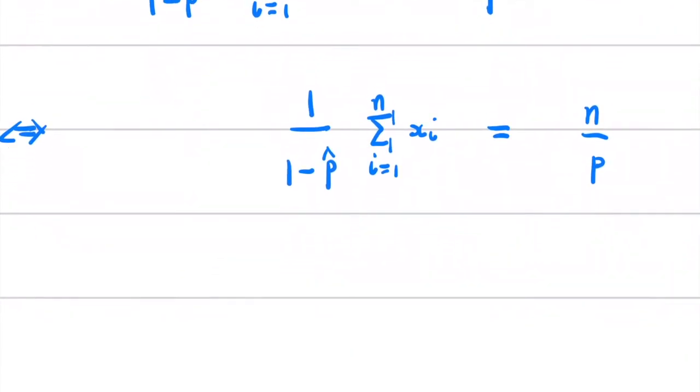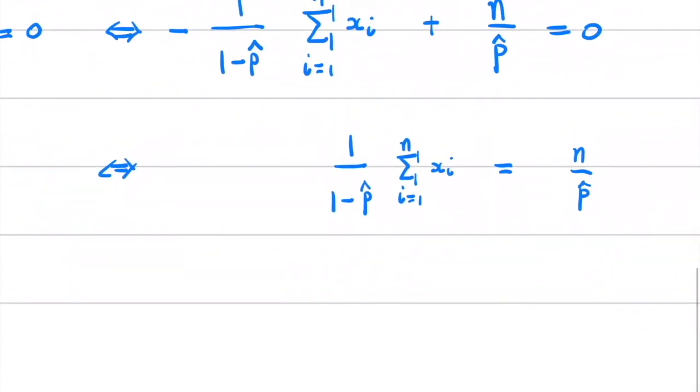Sorry, p hat. Then the next step in this equality, now let's think a little bit about this. I'm going to be a bit sneaky here. What I'm going to do is get all the p's to one side. So I'm going to take this 1 minus p and multiply it up here, and I'm going to take this n and divide it on this side.